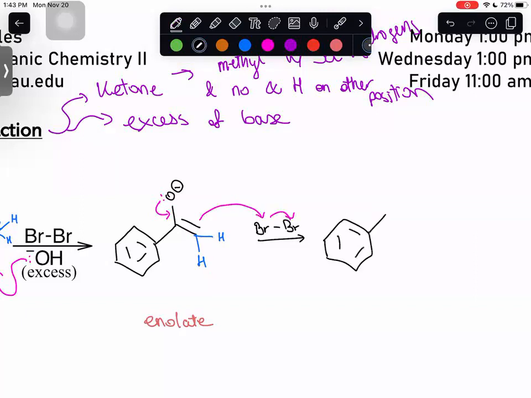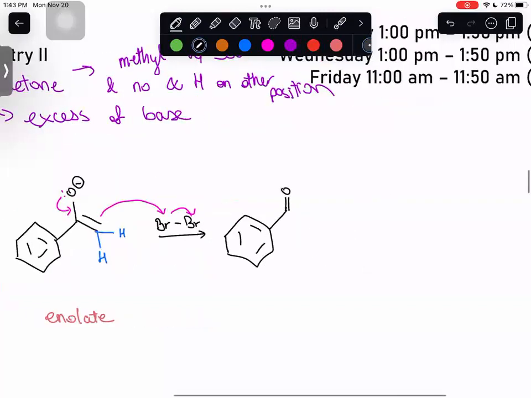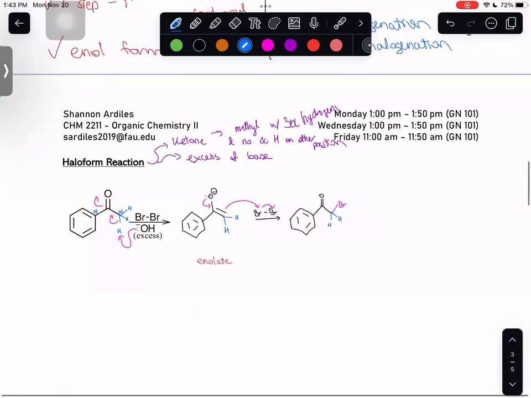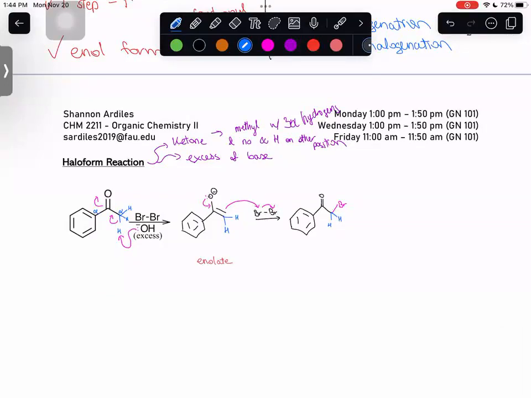So we have our ketone again, connected to our bromine, and we still have the two hydrogens from the initial methyl group. So far I'm basically just doing the same thing as a halogenation. It looks exactly the same, but remember we have excess base. So of course this reaction is not going to be as easy as that. We're going to keep going.